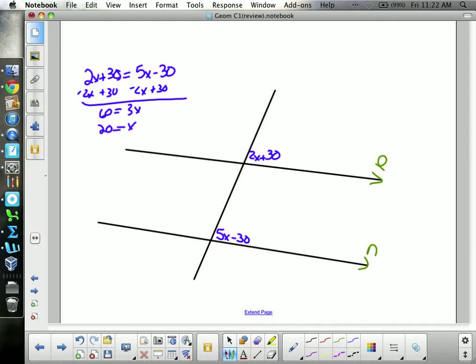Add them up to 180, add them up to 90, set them equal to each other. I don't know going in. I have to analyze the situation and make a decision. And they're going to be all mixed up.